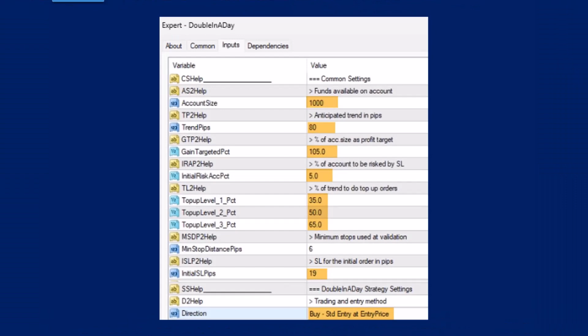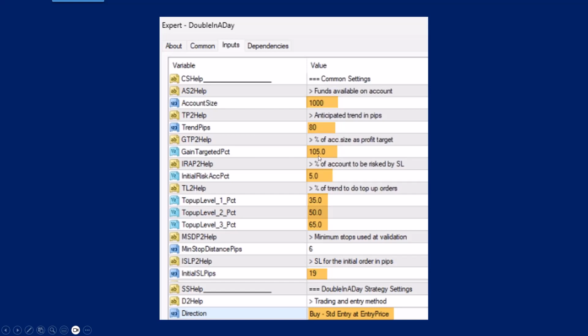All you have to do is specify the size of your account that you want to double. So as the definition says, you can put your whole account in there like some gamblers like doing, or you can put a portion of the account in there. In this case, the trader has decided to put $1,000 into that setting. Then you can tell the EA what kind of trend you're expecting, how many pips. So in this case, the trader is expecting an 80 pip trend.